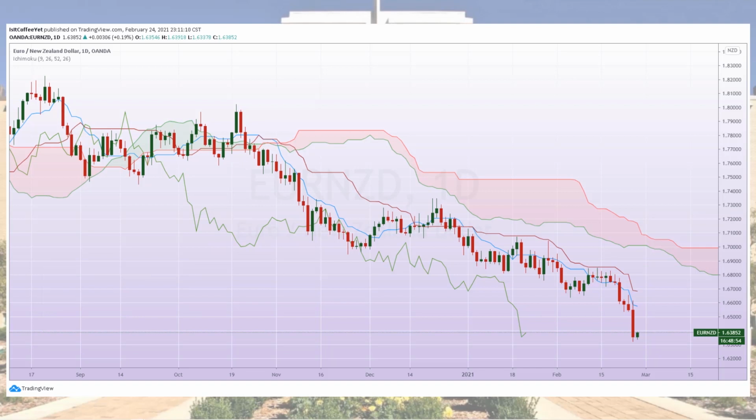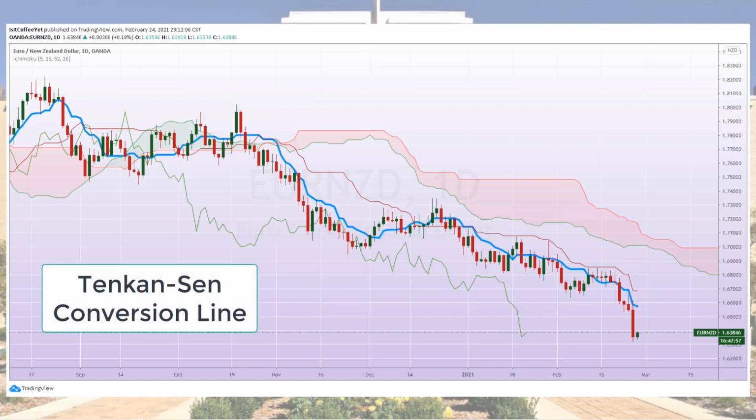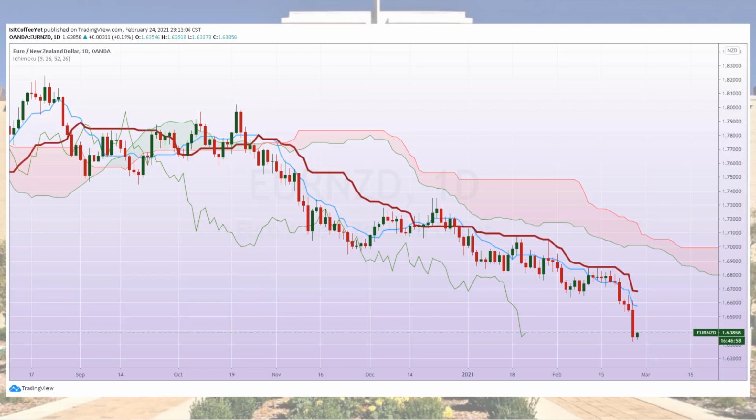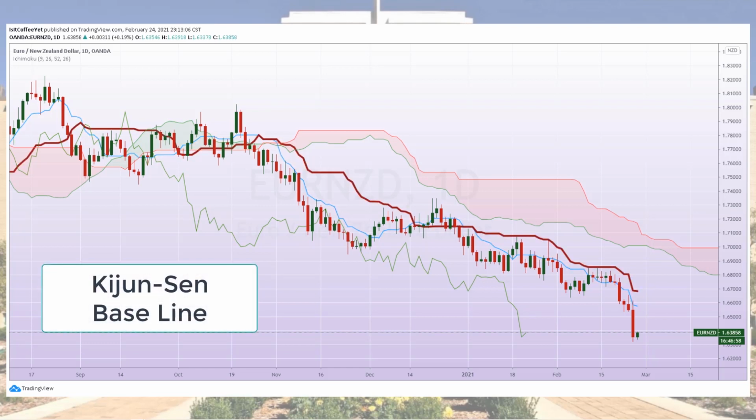It can also define accurate support and resistance levels. The Ichimoku cloud indicator consists of 5 main components that provide you with reliable trade signals. The Tenkan-Sen line, also called the conversion line, represents the midpoint of the last 9 candlesticks. It's calculated with this formula. The Kijun-Sen line, also called the baseline, represents the midpoint of the last 26 candlesticks. It's calculated with this formula.